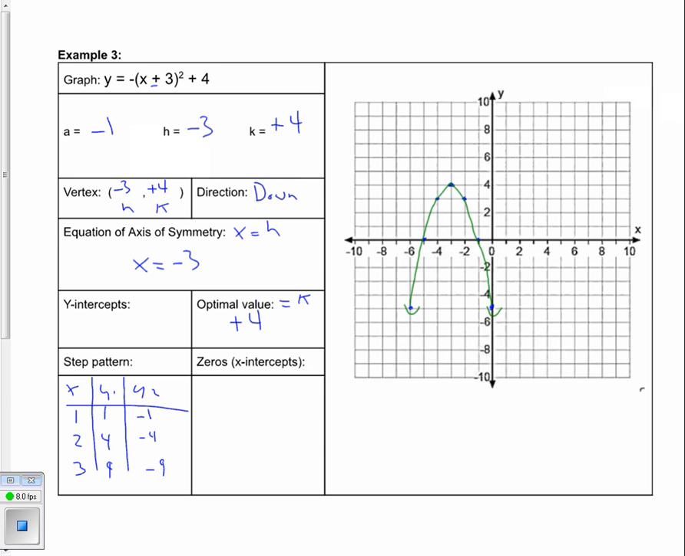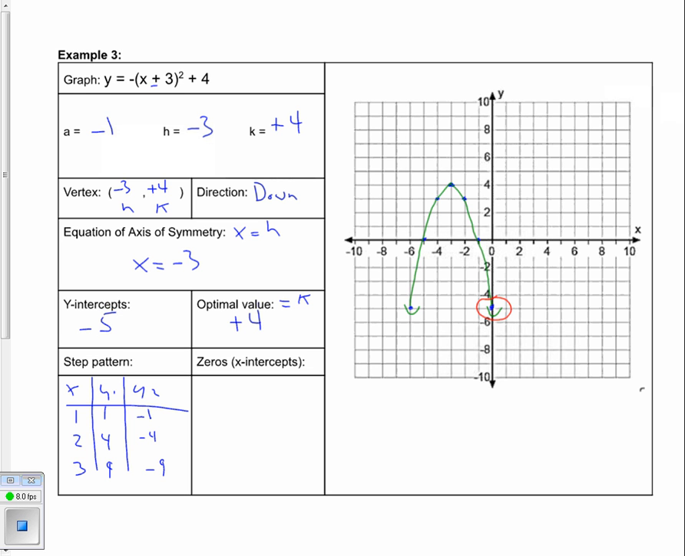Based on the graph, we can now identify both the intercepts and the zeros. Where the parabola crosses the y-axis, that's our y-intercept. And so our y-intercept happens at -5.